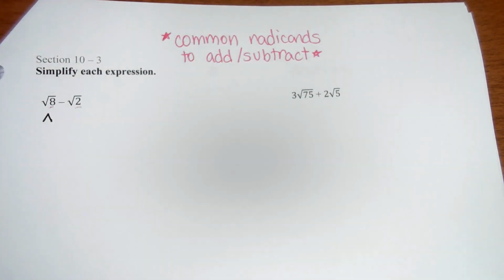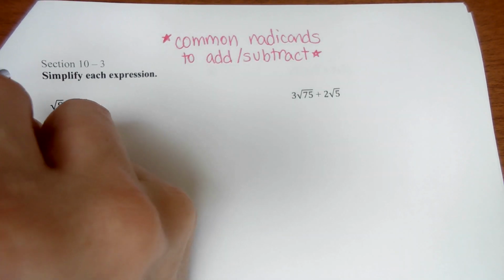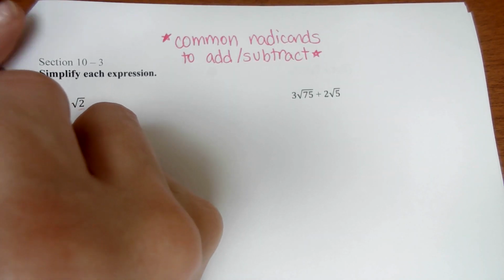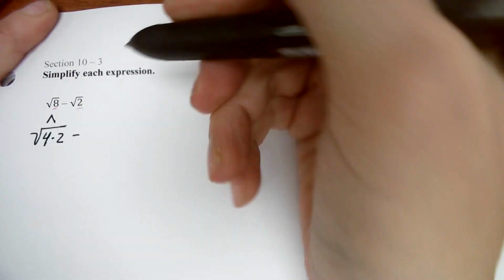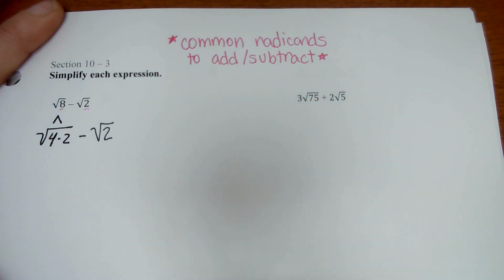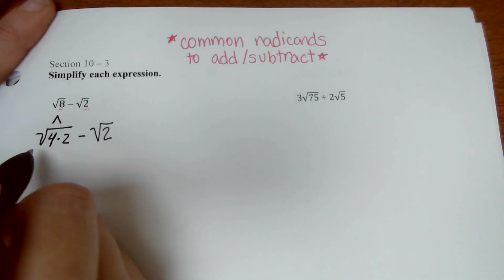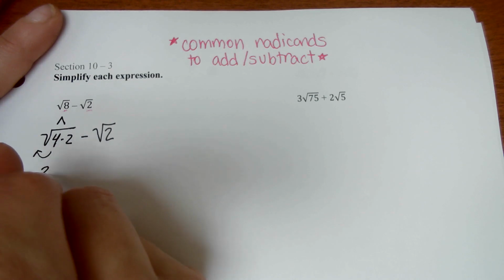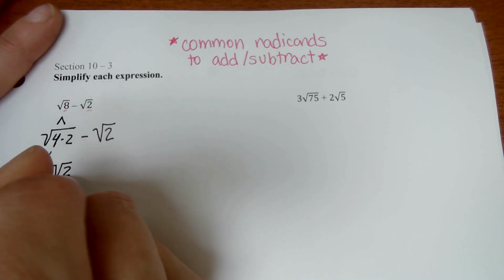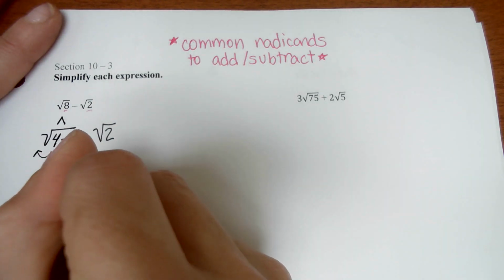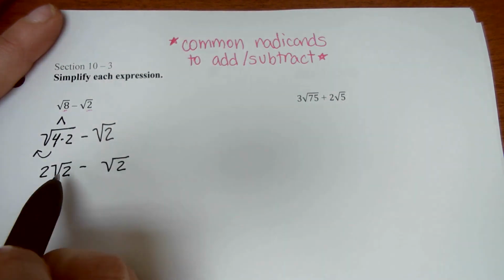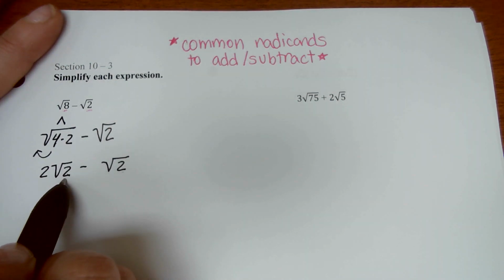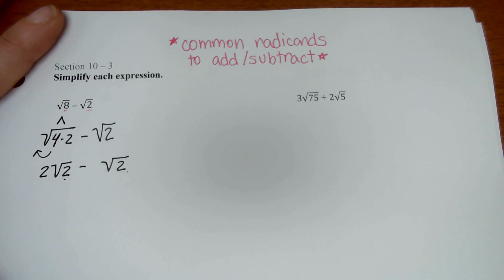So 8 is the only number I can break down. It can break down to 4 times 2. And then we still have just the square root of 2 on the other side because I can't break that down. It's a prime number. Now 4 is a perfect square. So this will become 2 square root 2 minus the square root of 2. Now we have common radicands, 2 and 2, so we can subtract.